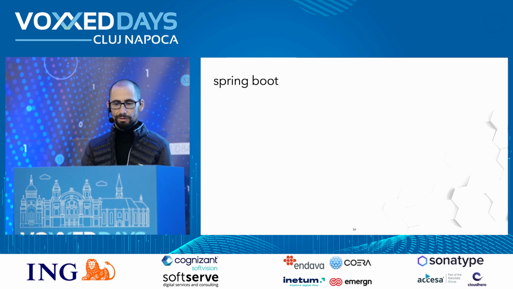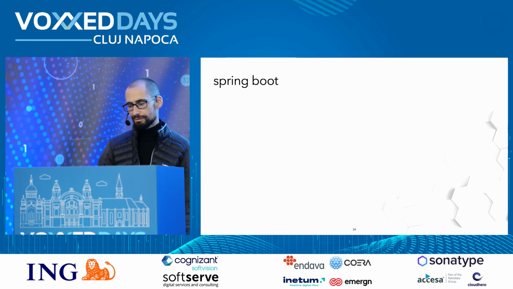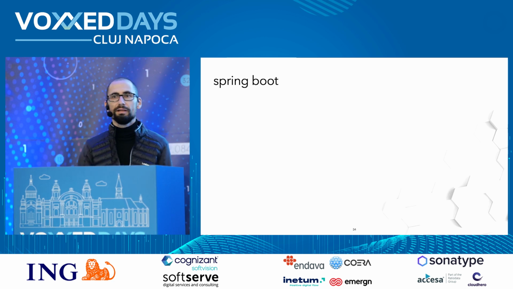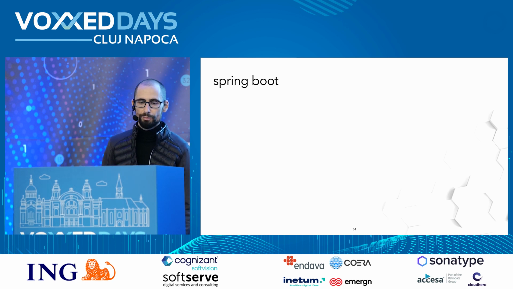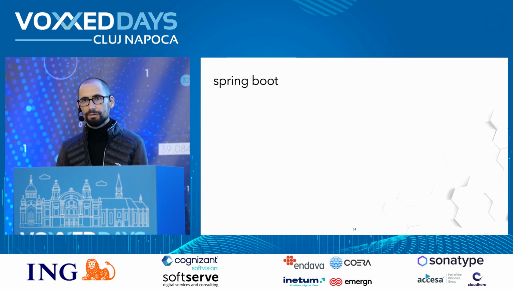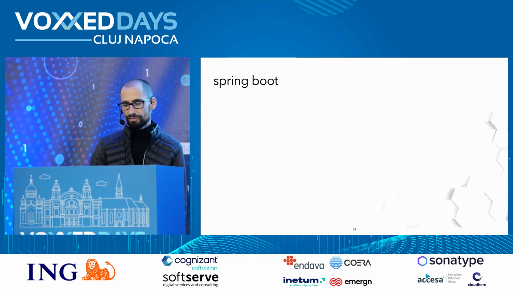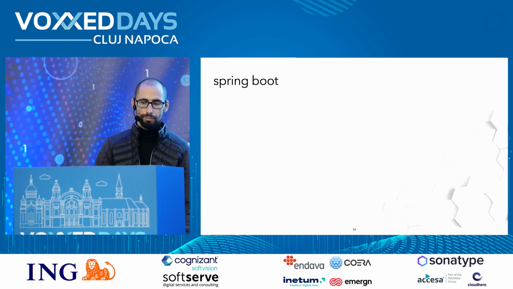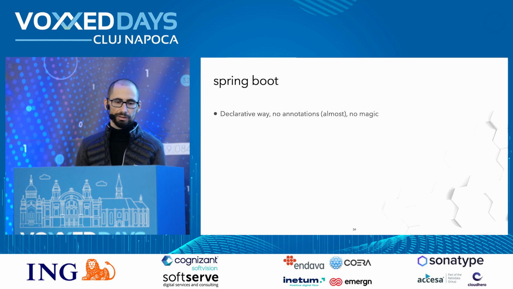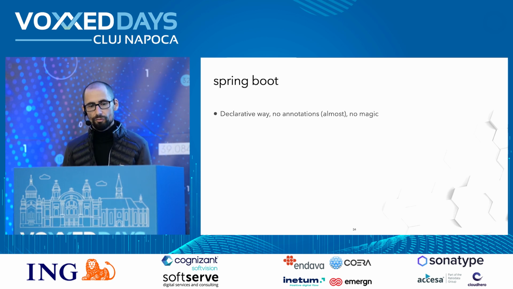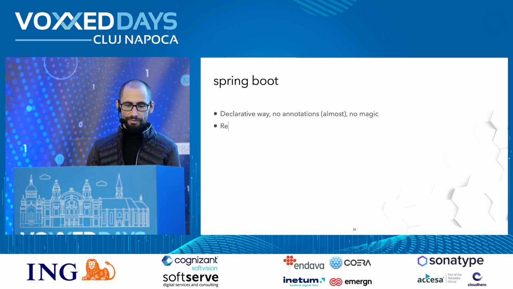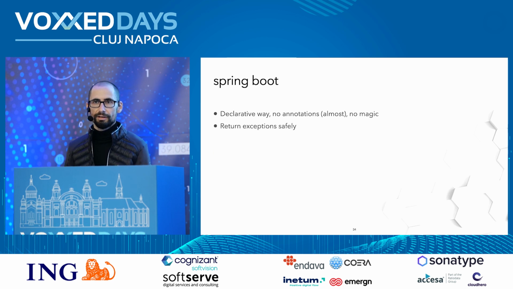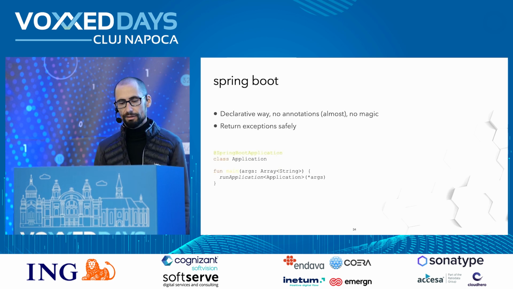Okay, so moving on to Spring Boot. This is APIs in practice, so we're gonna see how we can use everything that we did previously with two popular JVM frameworks, Spring Boot and Vert.x. And I'm gonna start with the most popular one, which is Spring Boot. And again, let's look at the goals. So we want to do it in a declarative way, without annotations, and without magic. Another thing that we're interested in is returning exceptions safely so that we can handle them in a safe way.